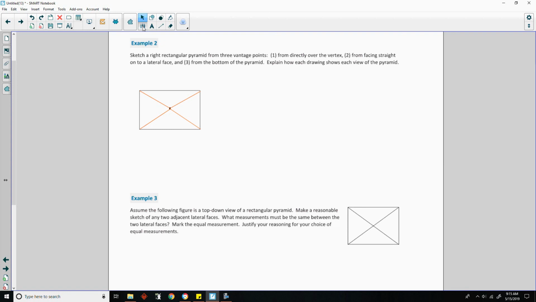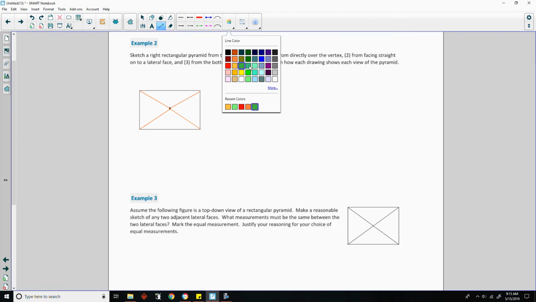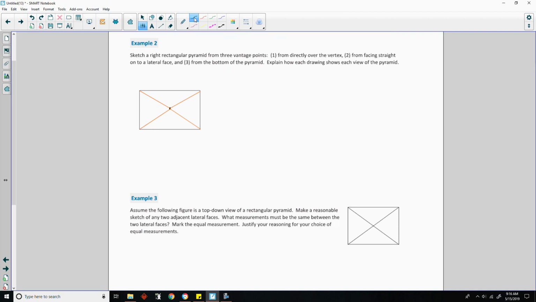Okay, example 2. I want a right rectangular pyramid. This time, I'm looking at it from directly in front, from facing straight on to the lateral face. So, I'll make this one, I don't know, green. So if I'm standing, now it'd be like this. Now I'm going to be over here, looking at it from this point of view. What would that look like to me?